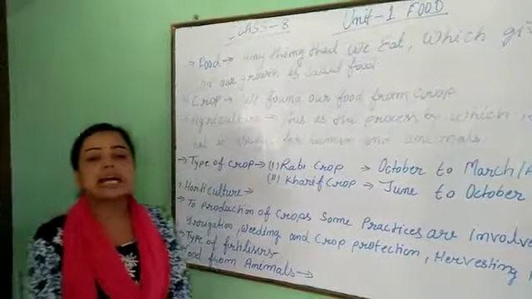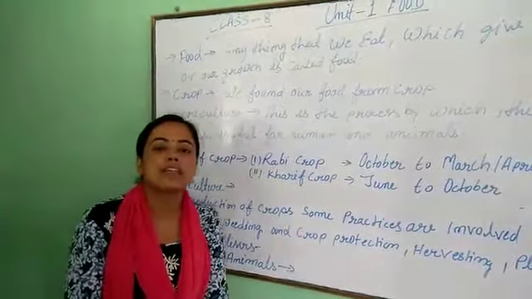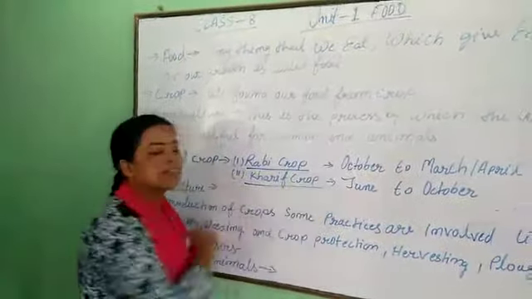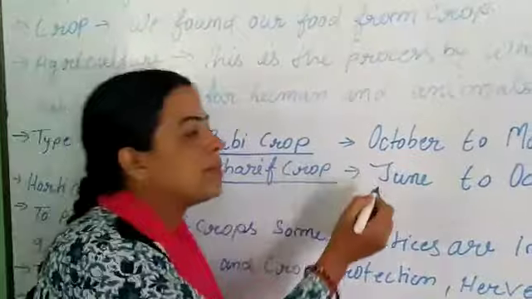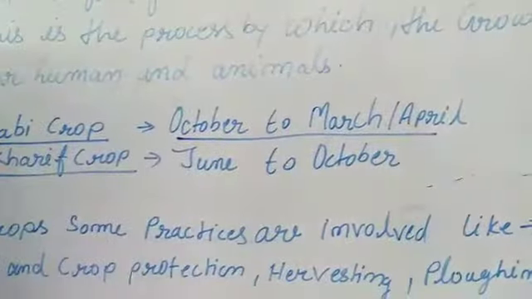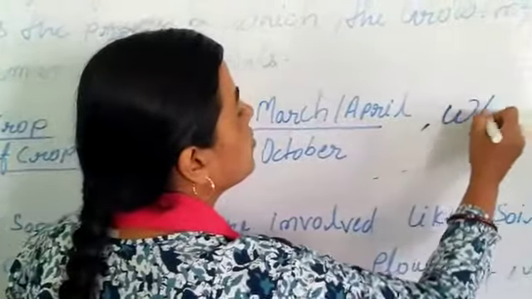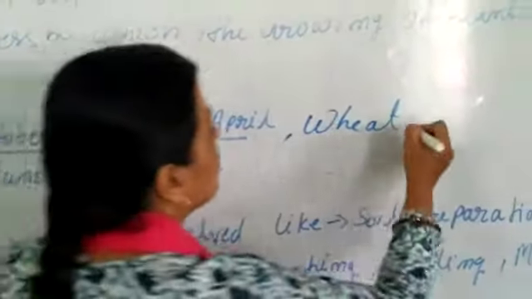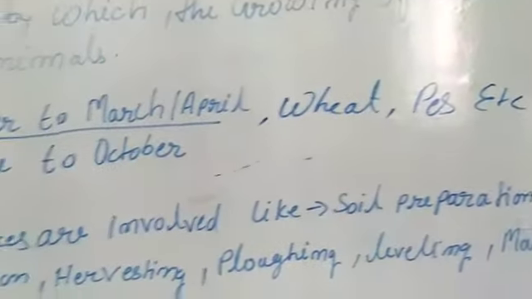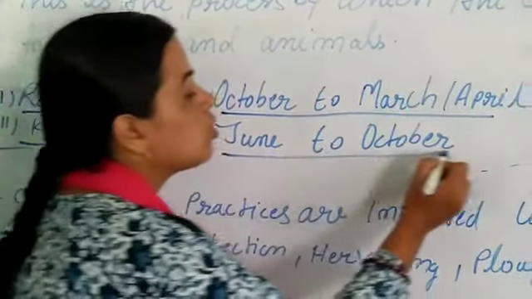Let's see how many types of agriculture there are. There are two types of crops found in agriculture. First is the Rabi crop and second is the Kharif crop. The Rabi crop is mostly cultivated in the season of October to March or April. In the Rabi crop, wheat, peas, etc. are grown. And the season of the Kharif crop is June to October.